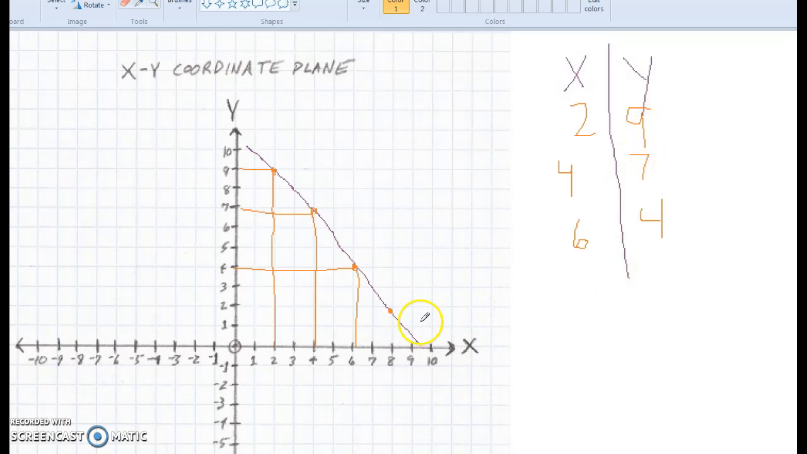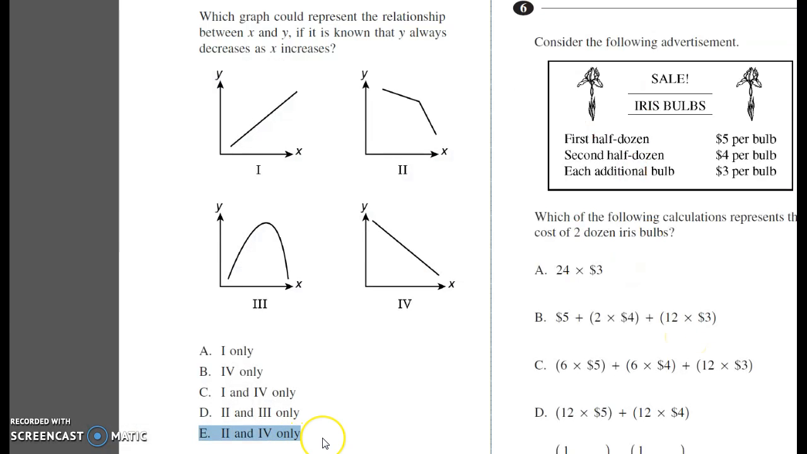I'm going to go ahead and do the last dot for you. It goes out to the 8 and up to the 2. So our pattern is complete. We now know that X is increasing as Y is decreasing. So going back to the original problem, we know that E has to be the answer. Otherwise, this wouldn't work out.